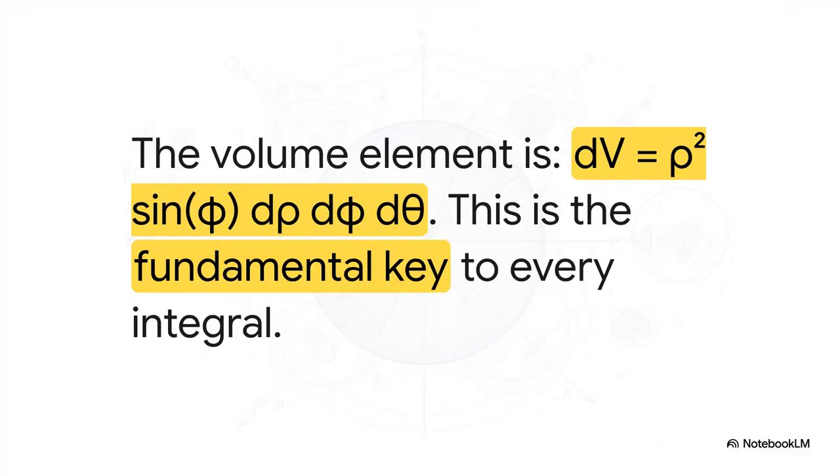And there it is. The volume element, dV, becomes rho squared sine of phi d rho, d phi, d theta. This isn't just a friendly suggestion. This is the key that unlocks every single triple integral in spherical coordinates. You have to include this rho squared sine of phi term.